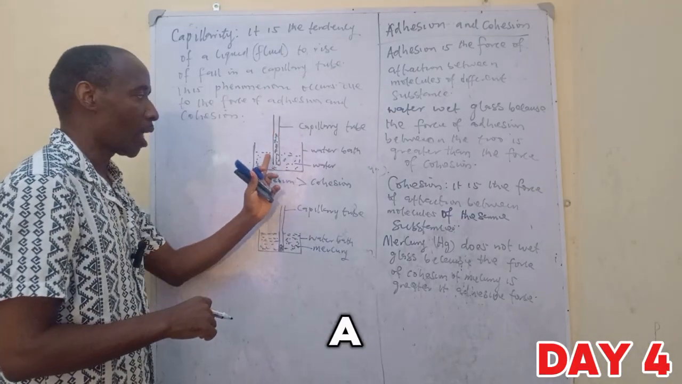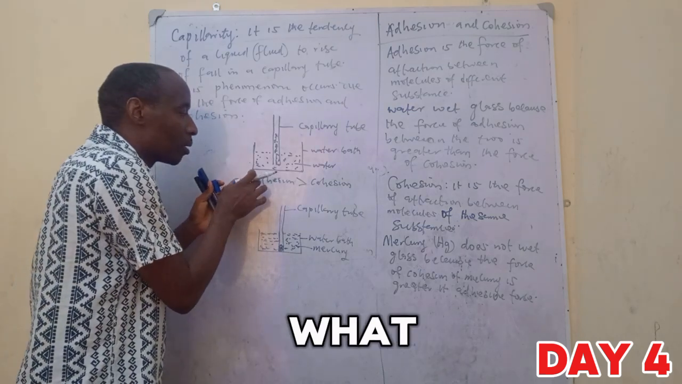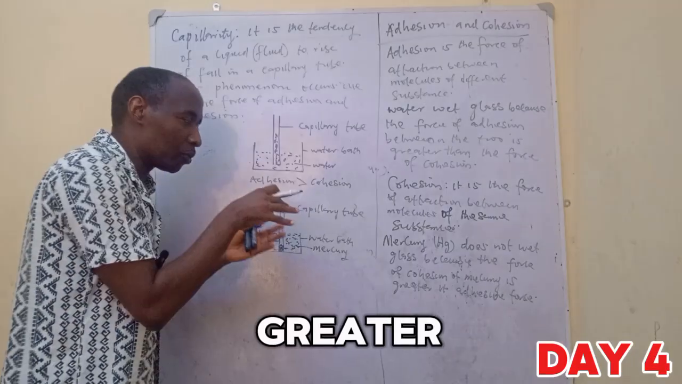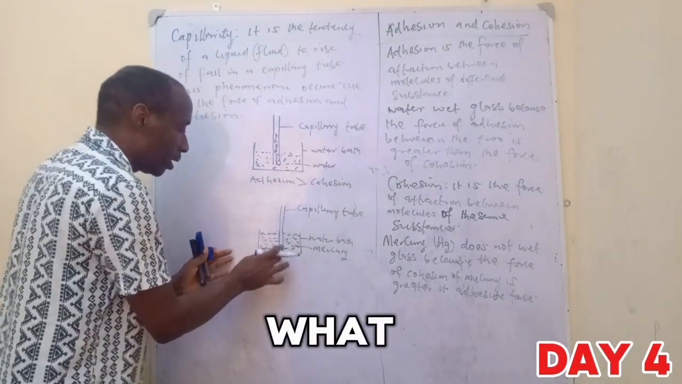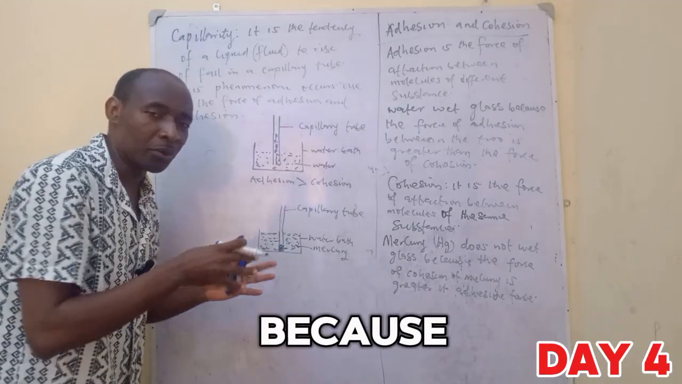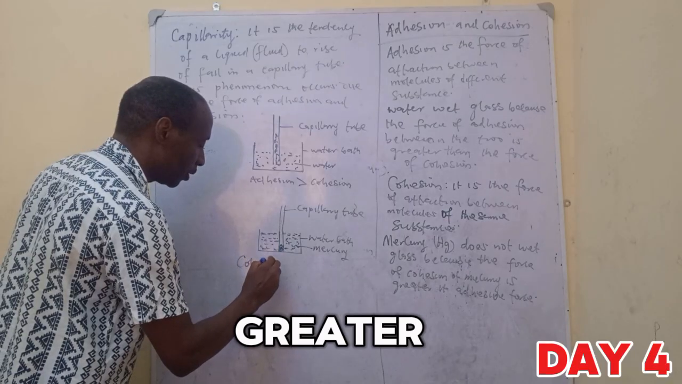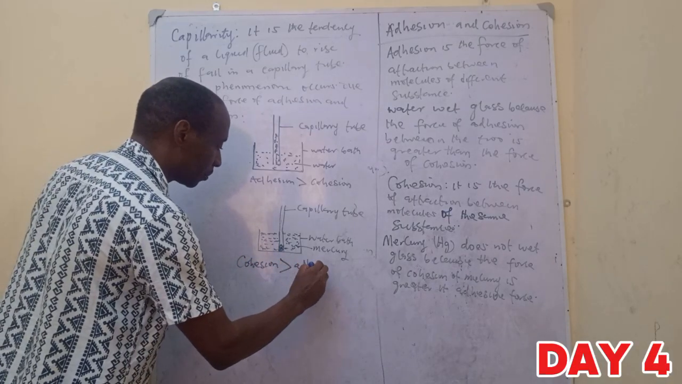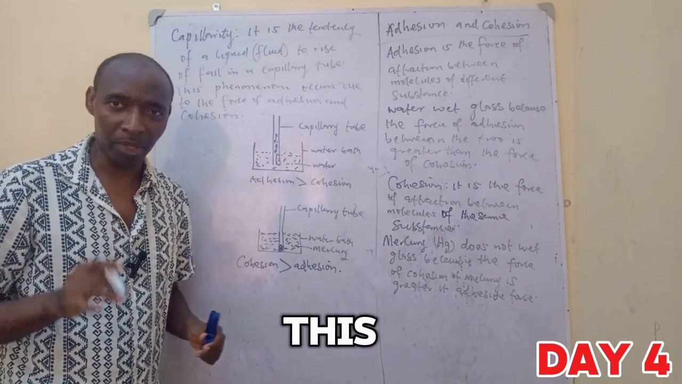And water rises in the capillary tube because the force of adhesion of water to the capillary tube is greater than the force of its cohesion. Then in the case of mercury, mercury does not rise because the cohesive force is greater than adhesion. That's the simplified way of explaining this concept.